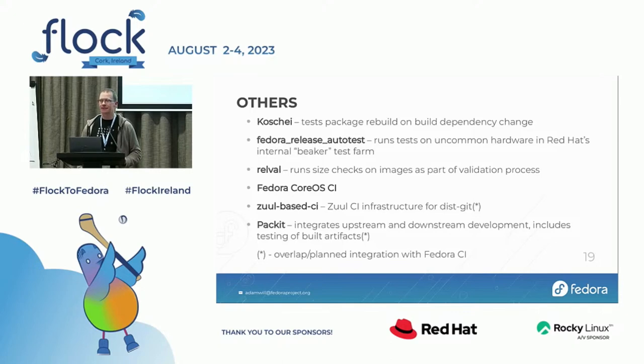Fedora release autotest. Lily is not here, but she is around. She is a member of our team who we're meeting for the first time here, and she wrote this thing, which is really cool. We have this problem where some of the tests that are required use very weird hardware, like high-end enterprise storage stuff that we just don't have lying around in our houses or in the Fedora test system. So Fedora release autotest runs those tests in Red Hat's test farm called Beaker, which has access to, oh, Lily is there. Sorry, I didn't see you at the back there. Good job, Lily. Which has access to a lot of really exotic hardware that we don't have anywhere else.